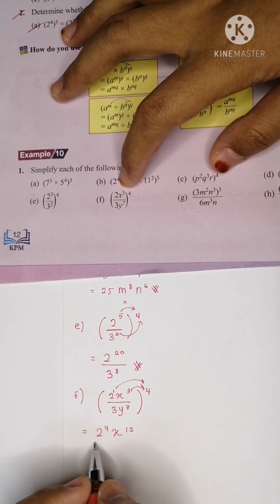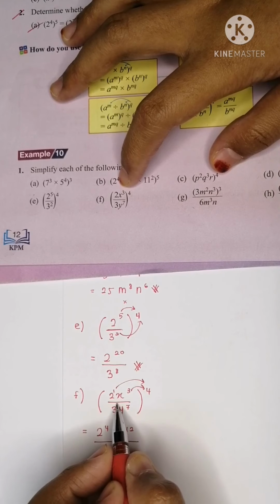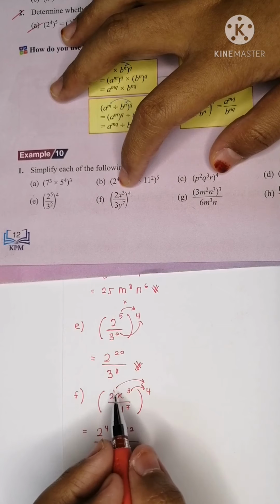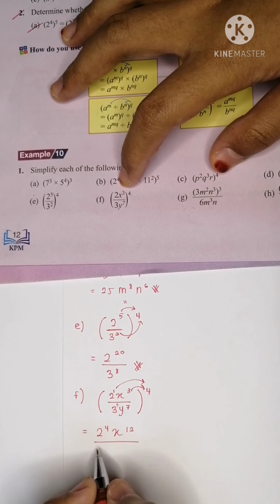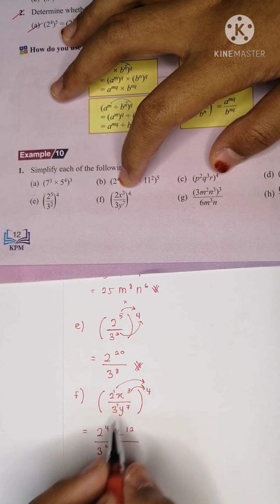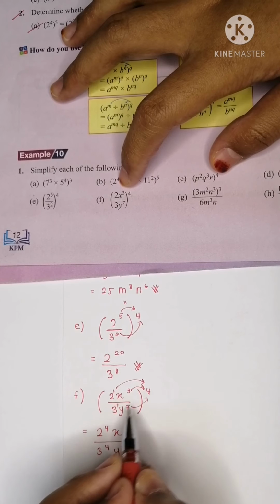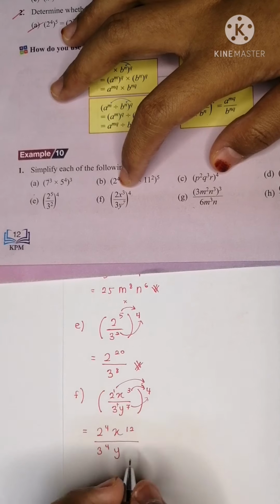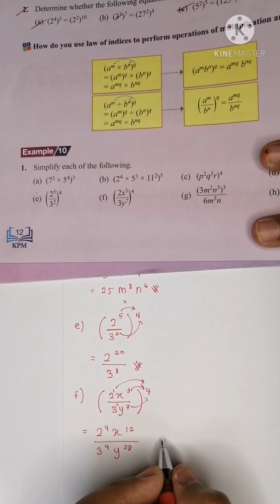Now look at the denominator. In the denominator, there is a constant which is 3. We know the power is 1, so the same goes as at the numerator. 1 you need to multiply by 4, then you got 3 to the power of 4. And then y, the power 7 you need to multiply by 4 also. So 7 times 4, you will get 28.